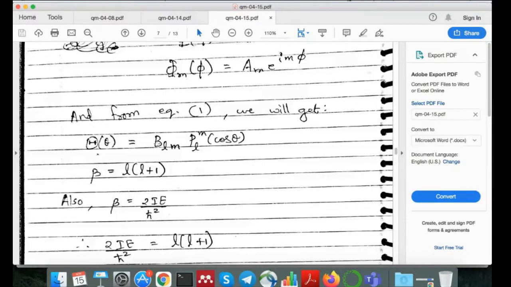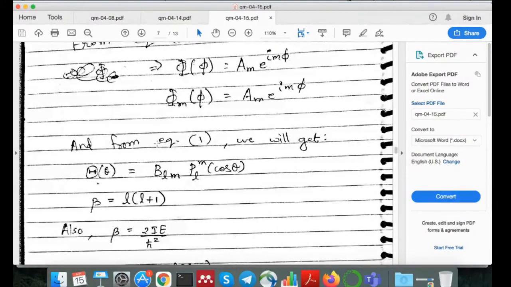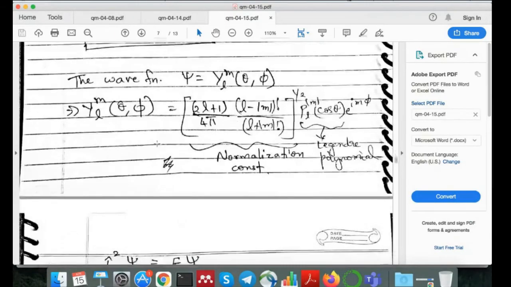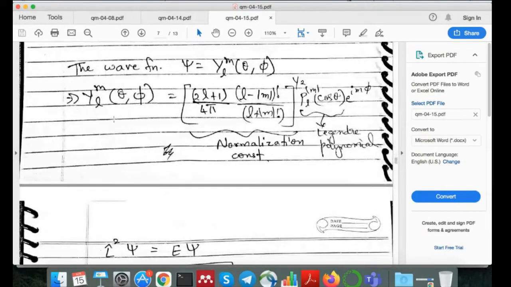The only thing different here is that we consider R to be a constant. And since R is a constant, we do not consider that to be part of the differential equation. R is just treated as a parameter and not as a variable. That is the only difference between the hydrogen atom and the rigid rotor problem. So finally, the wave function that you get for a rigid rotor does not have the radial part of the wave function. It only has the angular part of the wave function.